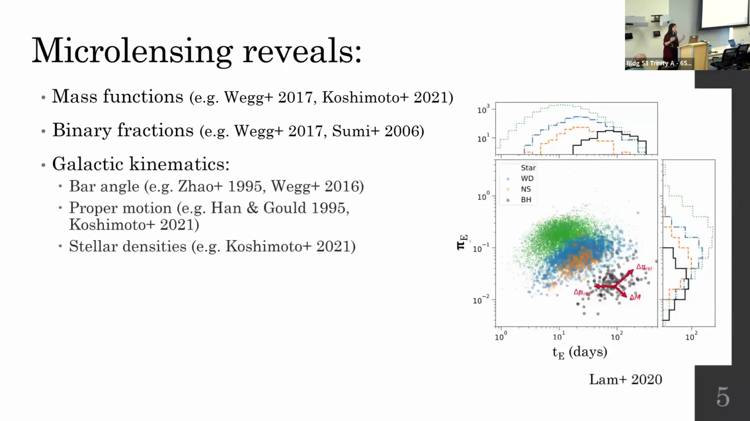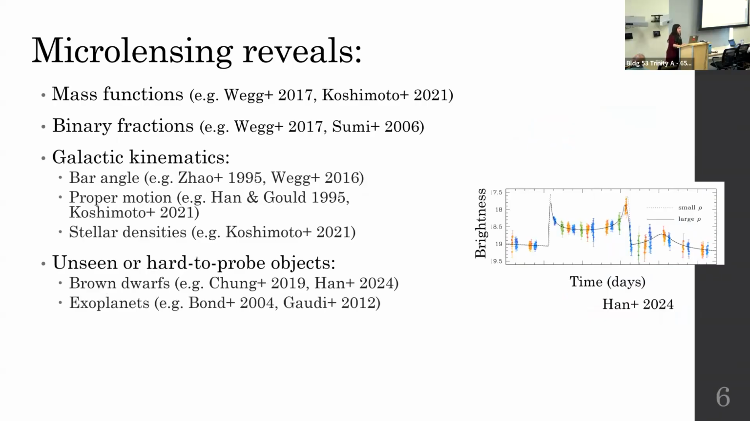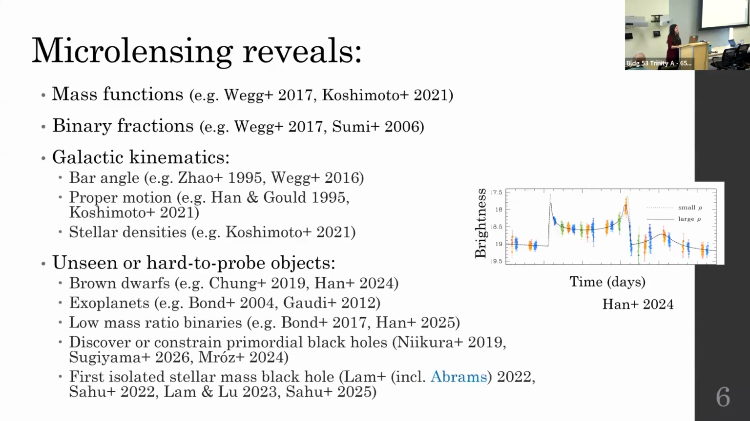You can also look at the galactic kinematics, like the bar angle, which microlensing is hugely sensitive to, and things like proper motion distributions and stellar densities. You can also look for unseen or hard-to-probe objects, like brown dwarfs. This light curve is a brown dwarf binary pair. Exoplanets, low mass ratio binaries. You can put constraints on primordial black holes and look for stellar mass black holes.